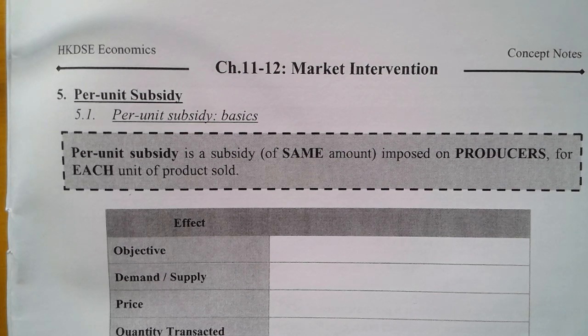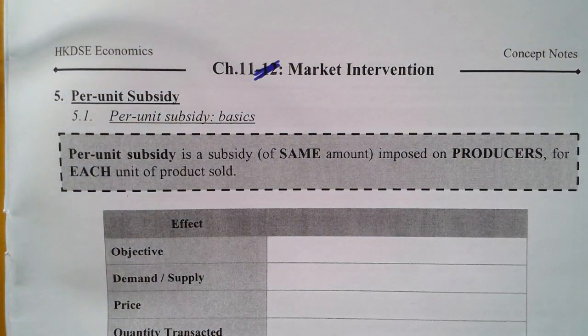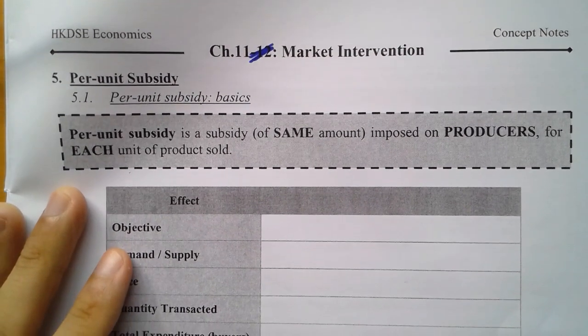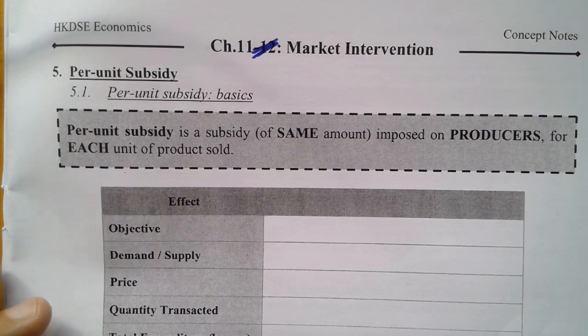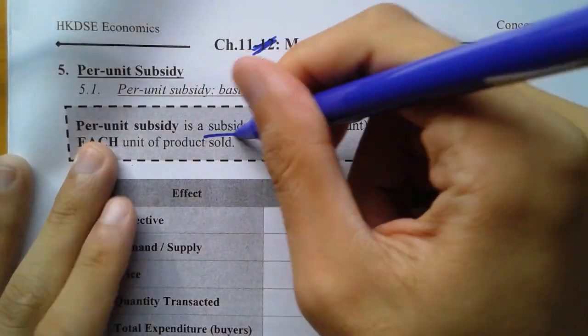Now, we are moving on to the final part of this series of videos on chapter 11, market intervention. The last three videos we have talked about per unit tax. For this video, we are going to talk about the exact opposite. Instead of imposing a tax, this time we are giving a subsidy to someone. First of all, let's look at the definition. Basically, it's exactly the same as per unit tax, except that this time we are talking about subsidy.